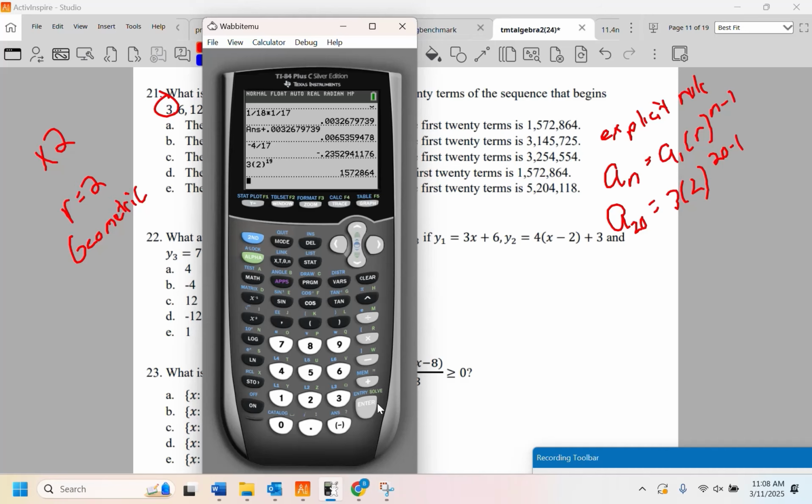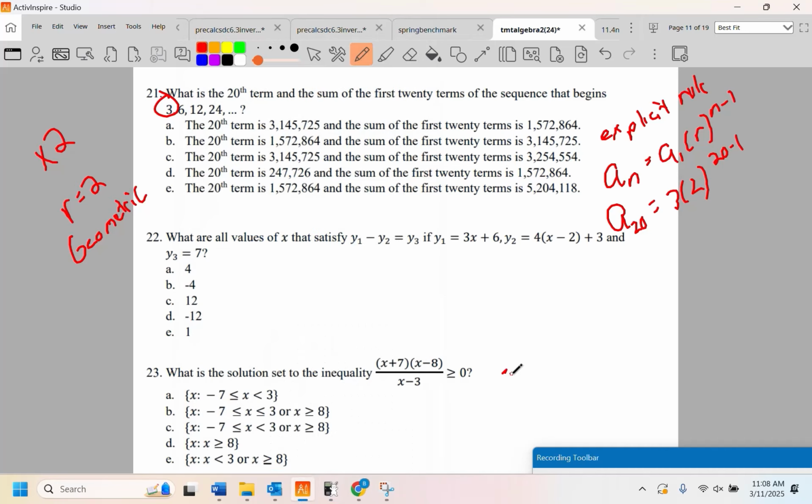So 1,572,000 some change. Oh, that's cool. I didn't even have to do the second part. So this is kind of cool. I never showed you guys this in class.